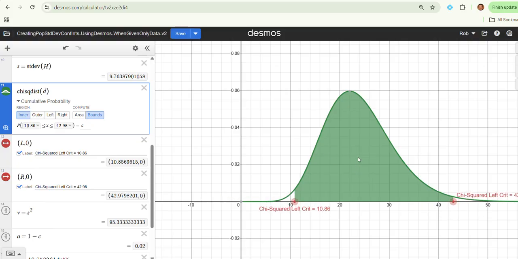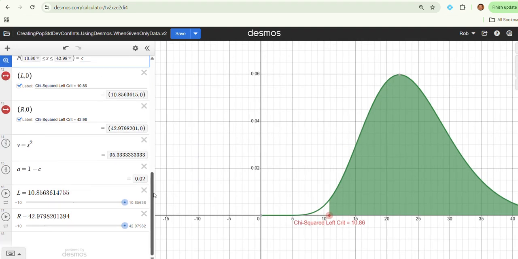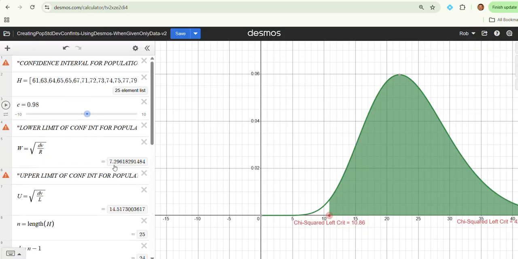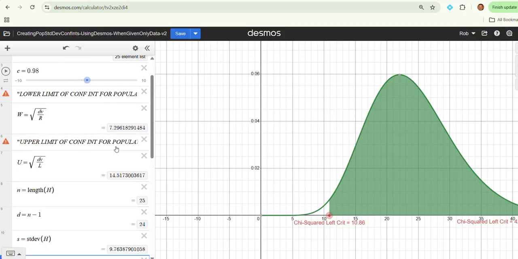So as we move into hypothesis testing, we'll find that when a value is inside this shaded region, when a chi-squared test value lies between these values, we will not reject the null hypothesis, and when it's in the tail, we will. But for the time being, this is just how you would use Desmos to find the lower and upper limits for the confidence interval. All right, hope that helps.